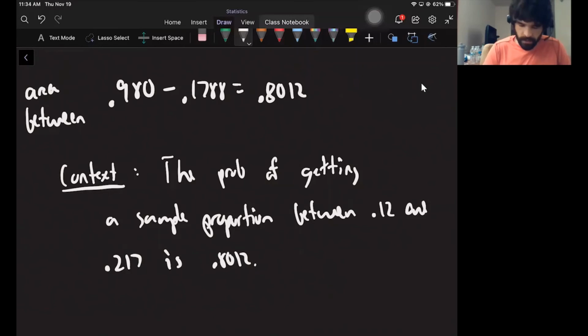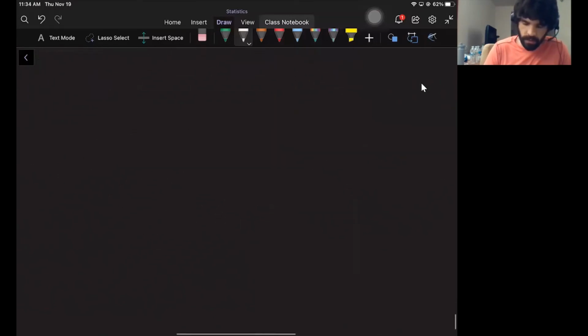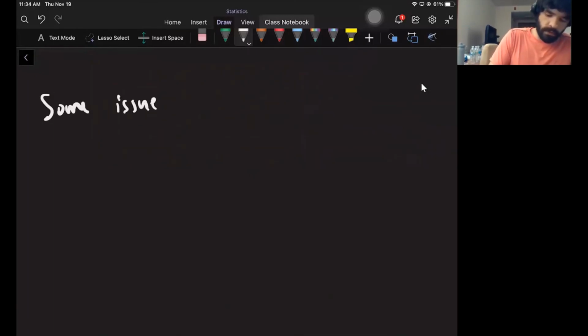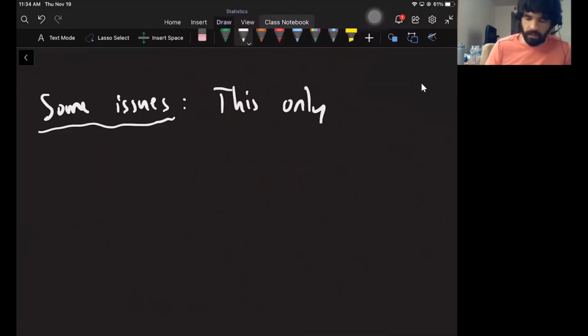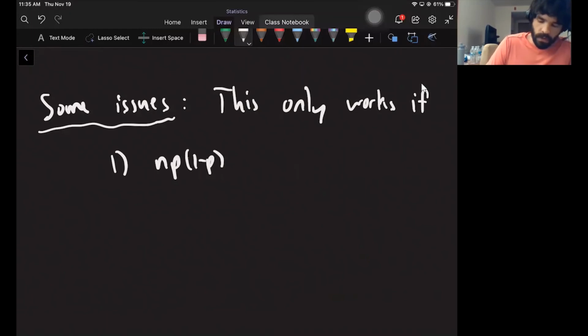Okay, so in this situation, there are some other things we have to worry about that I've sort of glossed over. But the idea is that there's secretly high-level math in the background, and what this means is you actually can only use this stuff in certain situations. So the math we've just done only works if you check these conditions. You have to multiply n times p times 1 minus p, and check that it's bigger than or equal to 10.